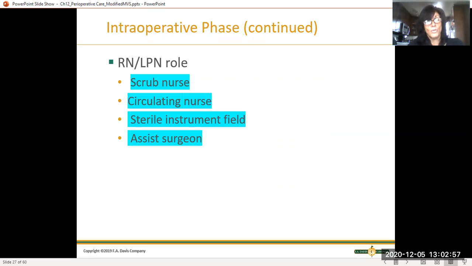Nurses can be scrub nurses, they can be circulating nurses. So those are the nurses that work in the OR. The scrub nurse and the circulating nurse are the two main nurses in there that are assisting with obtaining the sterile instruments, making sure the sterile field remains sterile, assisting the surgeon. The surgeon will say, hemostats, forceps, gauze, or whatever he or she needs, and that nurse will hand over the things to the surgeon.